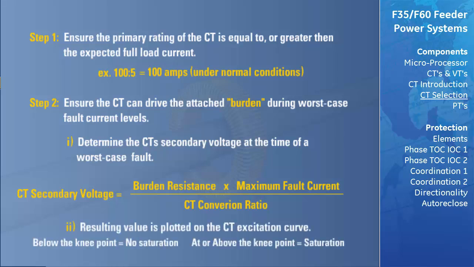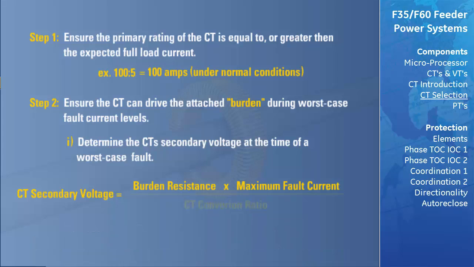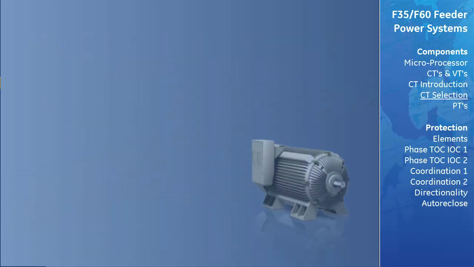The resulting value is then plotted onto the CT excitation curve. If the value plotted on the curve is below the knee point, then the CT will not saturate under these worst-case fault conditions. If the value is equal to or greater than the knee point, then the CT will saturate. Now we will look at a practical example to help us further explain this calculation.